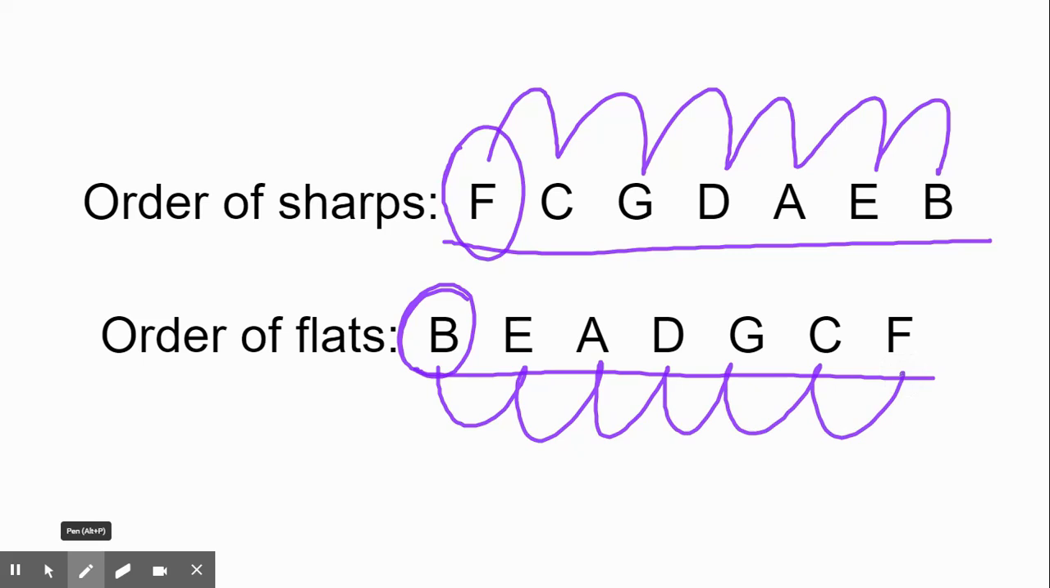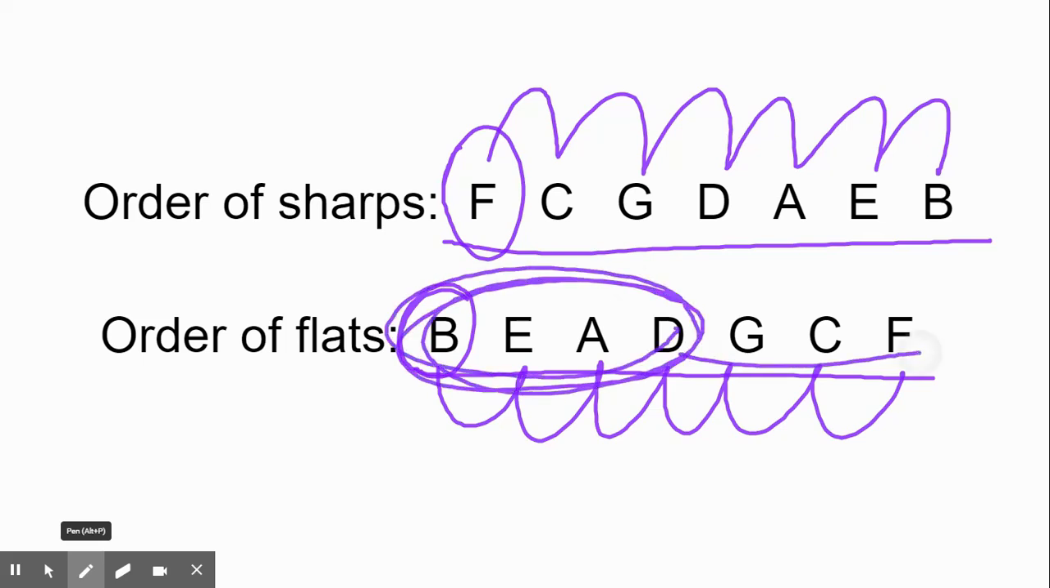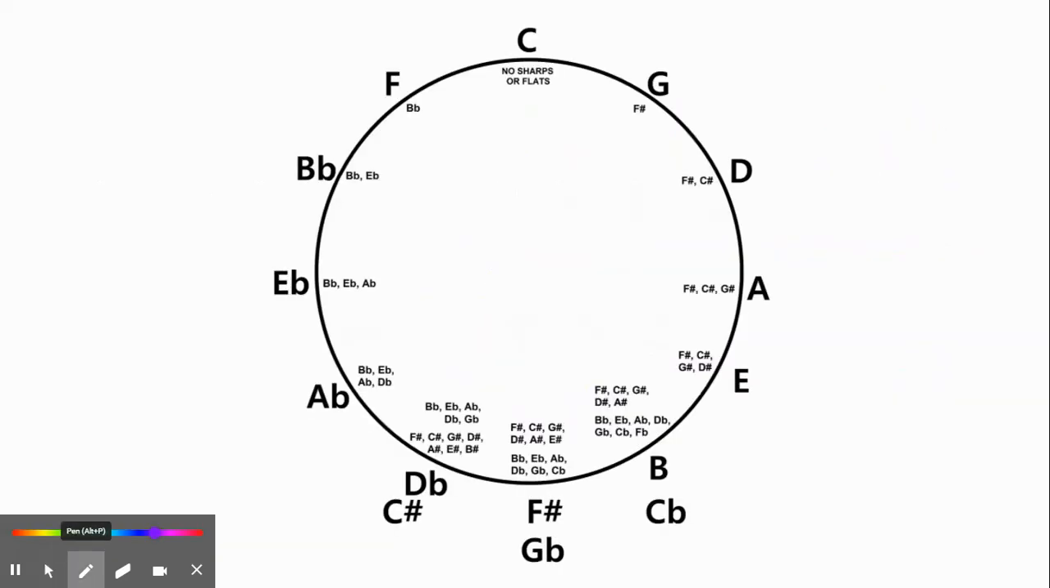There's all kinds of acronyms people use. I have never used any of them, so I don't know them, except this spells the word bead. So you just have to memorize the word bead, and then GCF. The order of sharps, I just learned them, FCGDAEB. So you can make up your own acronym if you like. I will post a link to this chart, which has a circle of fifths and includes all the sharps and all the flats on the chart. It's a good idea to memorize their order.